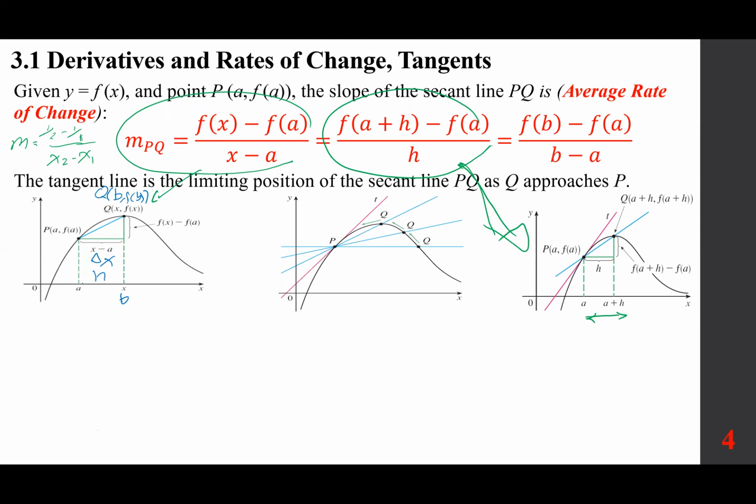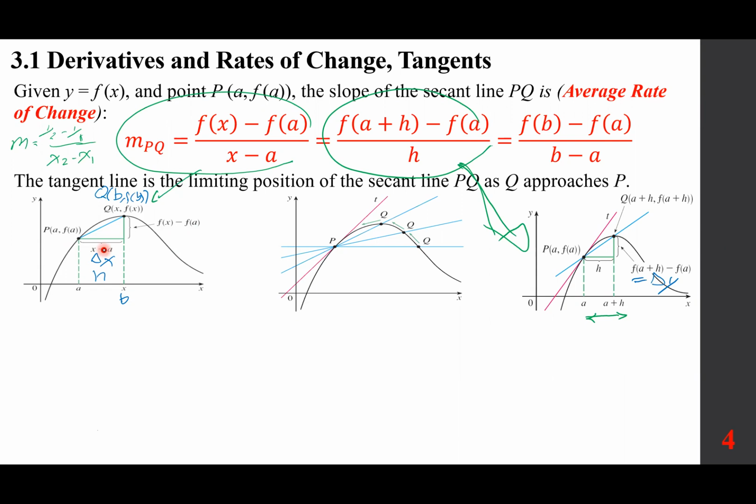All right. This f of a plus h minus f of a, this is the same as delta y. So what's happening here? We can easily find the equation of this line. This blue line that you can see is called the secant line. We have 2 points, find the slope, you're done, end of this story.